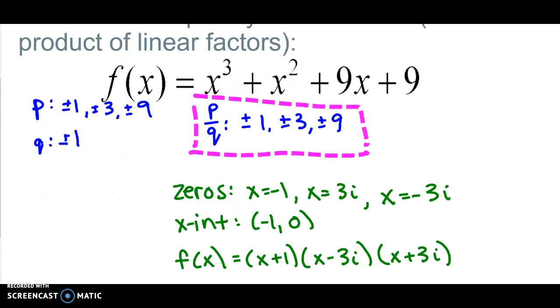Okay, so I found that the three zeros of my f of x function here are -1, 3i, -3i. I found that there's a couple things you could do here, but I found this by using factoring by grouping. Now, because 2 out of the 3 are imaginary, my only x-intercept is (-1, 0). And last but not least, writing it as a product of linear factors would be (x + 1)(x - 3i)(x + 3i).